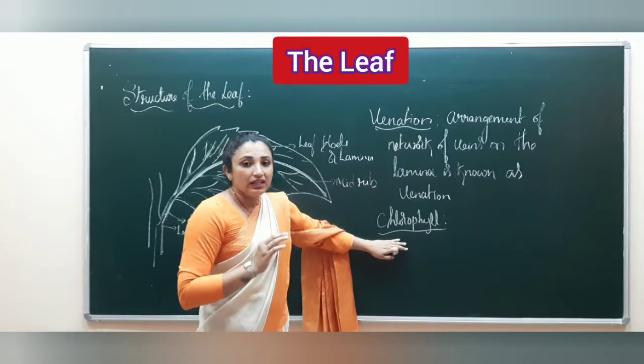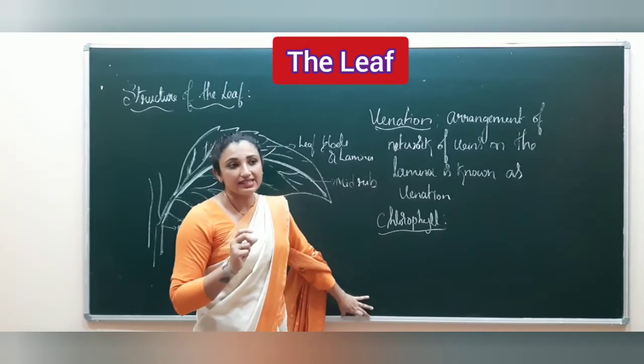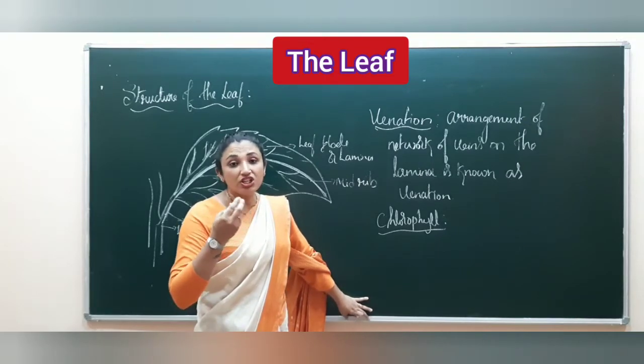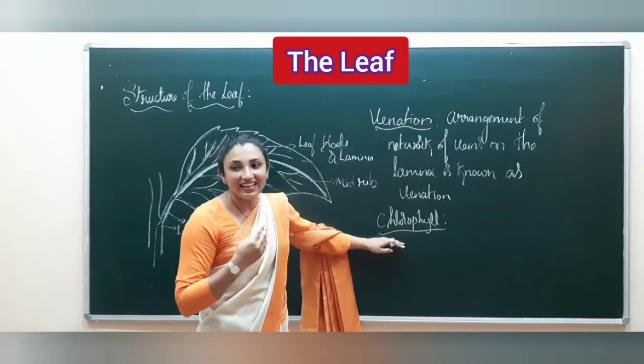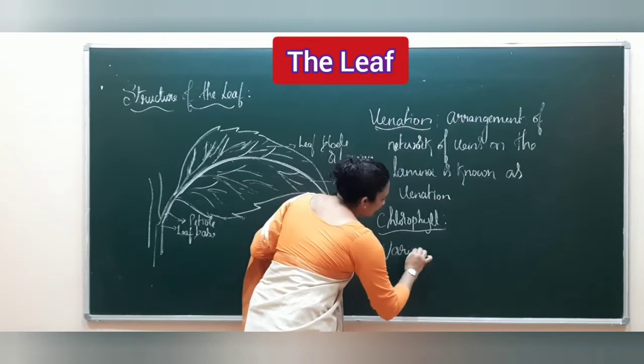So, all the leaves, if you see, will not be green in color. For example, if you have seen the money plant, it will be with white or yellowish patches on it, and such leaves are called variegated leaf.